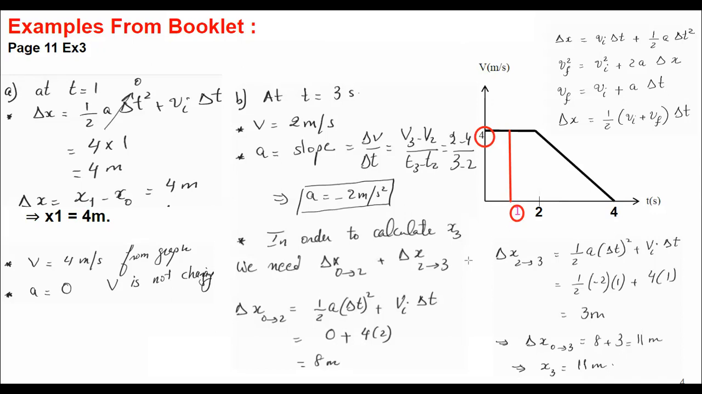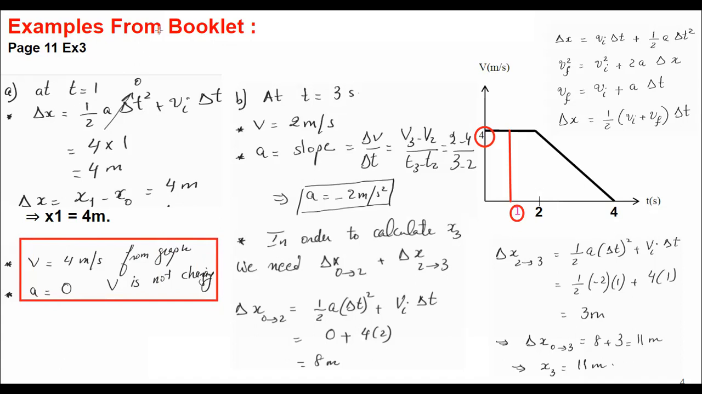What else do I need to calculate? Position and acceleration. In this region, from 0 to 2, is the velocity changing? It's not changing. So this is case number 2 that we discussed yesterday. In case number 2, when velocity is not changing, how much is the acceleration? Acceleration is 0. So these two I've got quickly. V is from the graph, it's 4 meters per second, and acceleration is 0 because V is not changing.